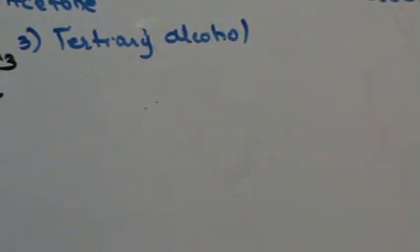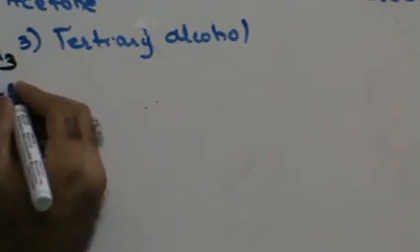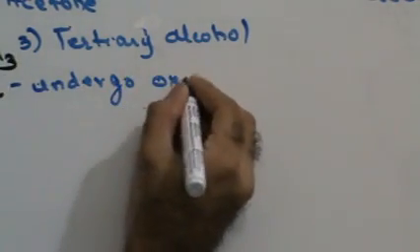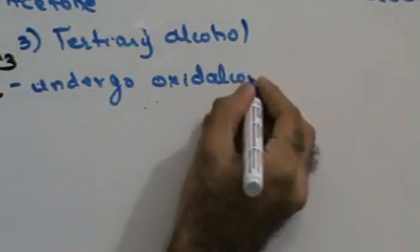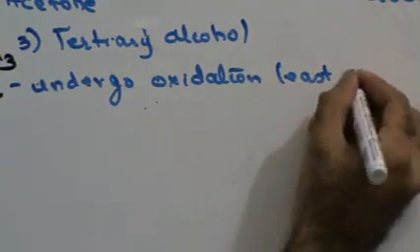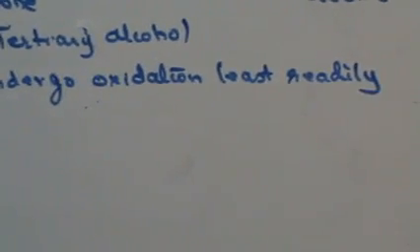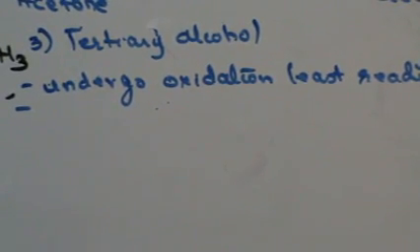Now, tertiary alcohols undergo oxidation least readily. Now, in this case, you have a multiple step reaction taking place here. They first get dehydrated to form alkenes, then they form ketones, and finally they form acids.